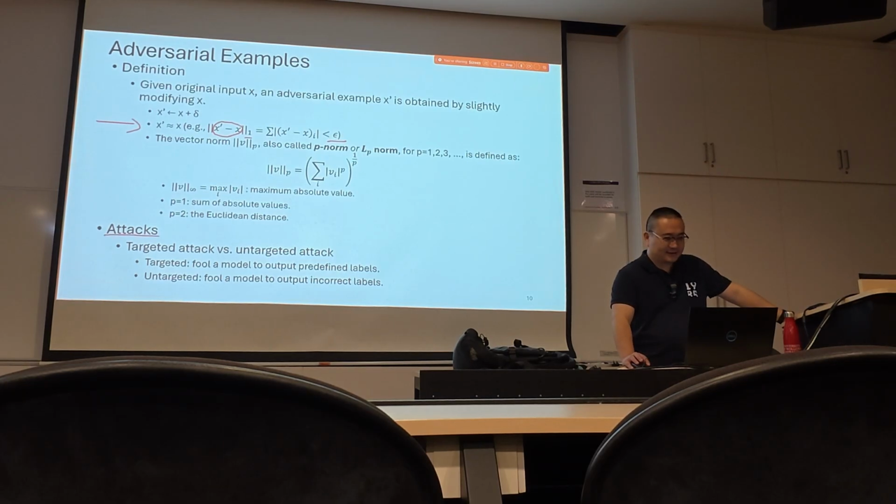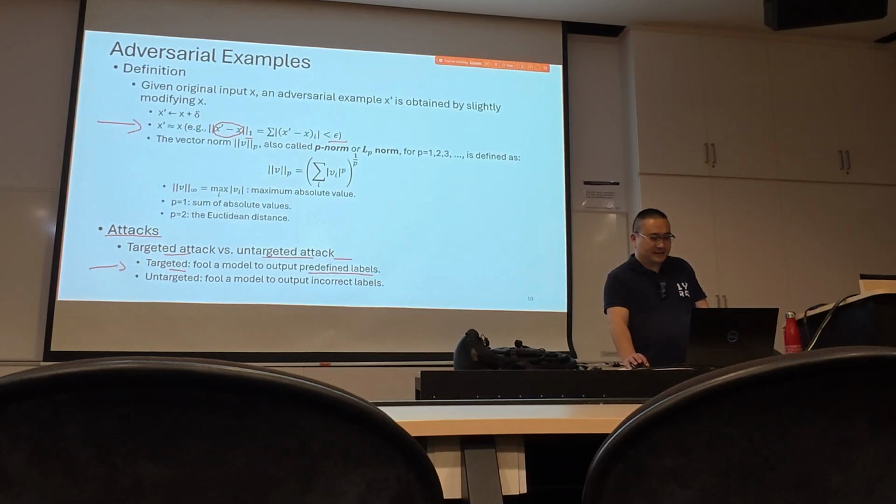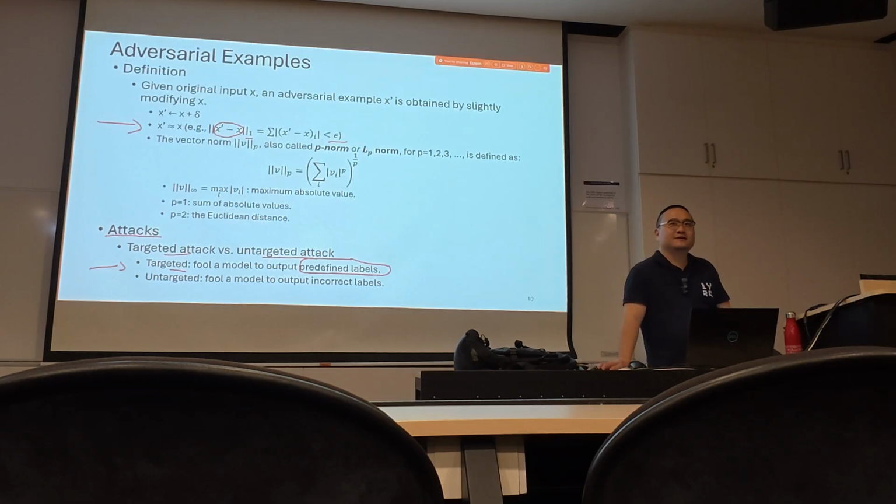And then for the attacks. We were just talking about the definition of solid examples. When we generate attacks, we can generate targeted attacks, and also untargeted attacks. For targeted attacks, we want to fool a model to output predefined labels. It means that you already have your target labels in mind. For example, we want the model to predict a ball symbol. Therefore, we generate some noise to put on the panda image, and the model will say this is a ball. And this is the success of a targeted attack.